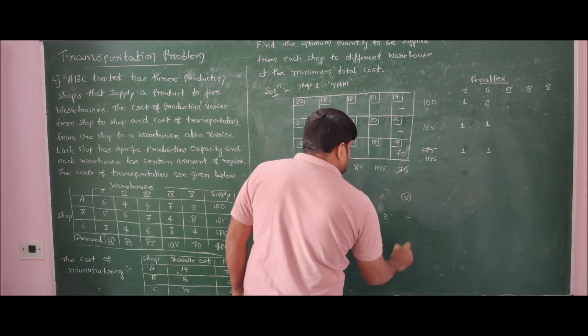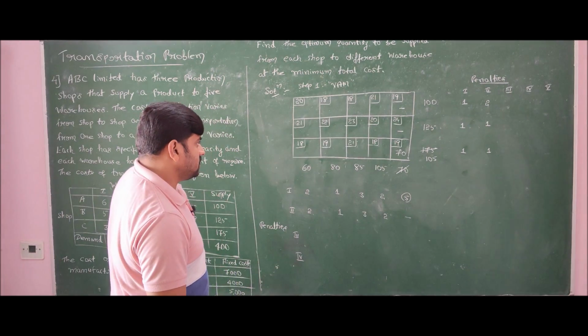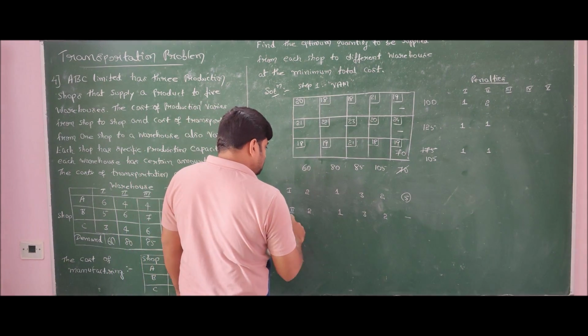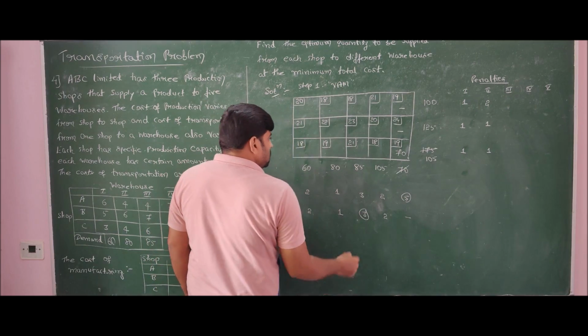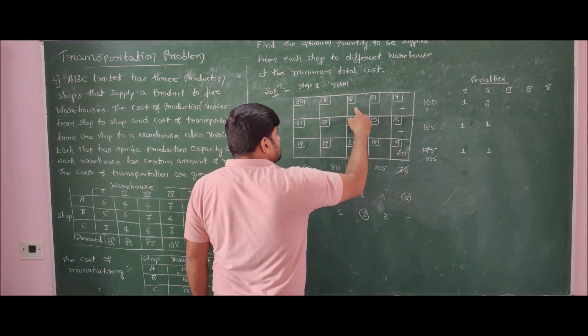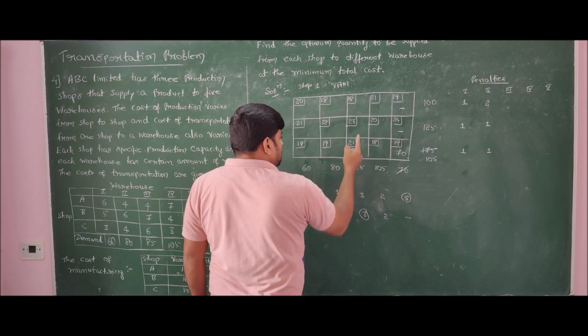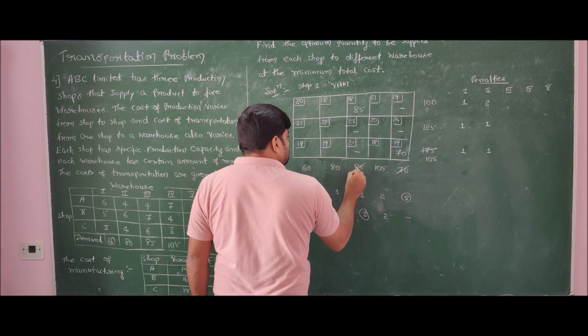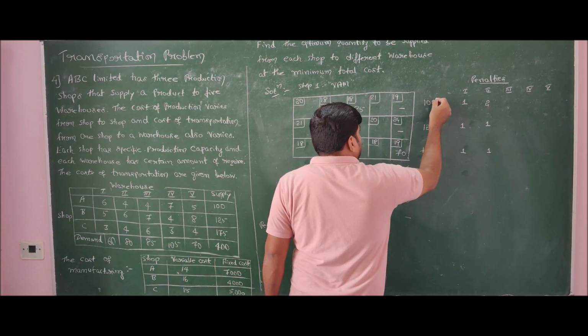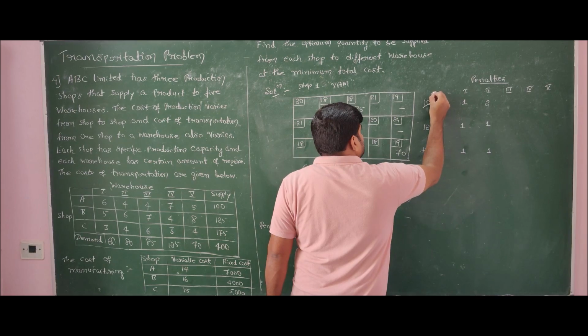So this has no allocation left out. Therefore in the second step the highest penalty is 3. So here the least cost is 18. For this cell I should check the minimum of 85 and 100. 85 is the minimum, so I cannot do any allocation here, so this is ruled out. I removed 85 from 100, so I am left out with 15.